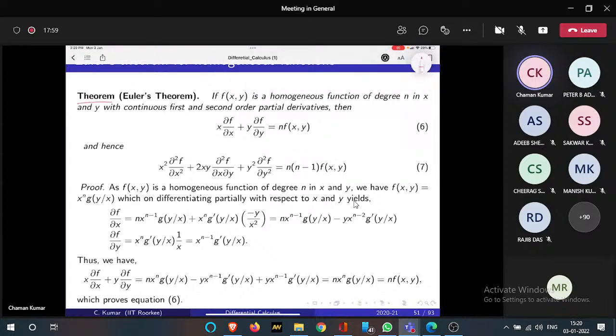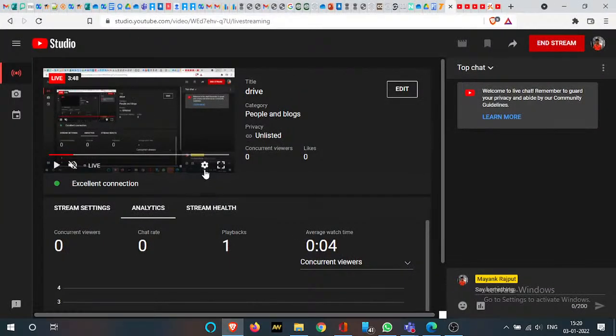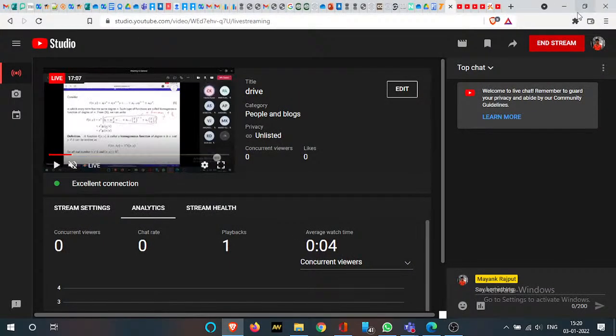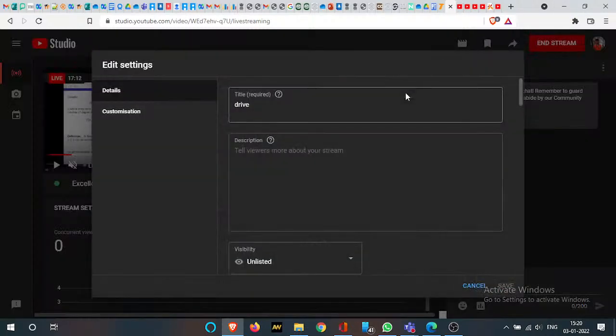This theorem says the following. Let f be a homogeneous function of degree n in variables x and y, such that its first and second order partial derivatives exist. So that means what are the first order partial derivatives? del f by del x, del f by del y, and these are the second order partial derivatives.